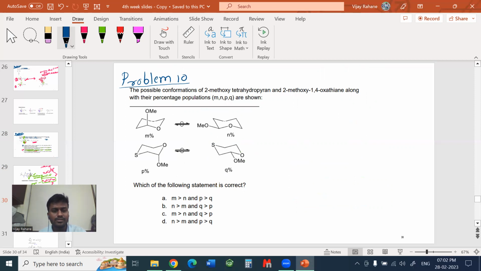So the next problem is the possible conformations of 2-methoxytetrahydropyran and 2-methoxy-1,4-oxathiane, along with their percentage population M, N, P, Q, are shown. We need to identify the correct statement. These are two examples they have given, and we need to tell which one is the major product.